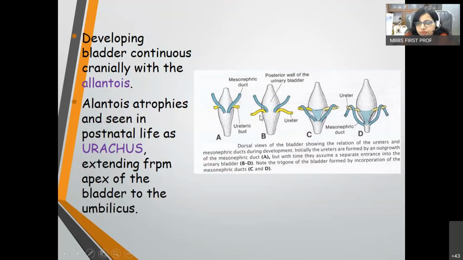The mesonephric duct and the ureteric buds, as the absorption takes place, are having separate entries, the ureter and the mesonephric duct. So this is how the trigone of the bladder is formed, by the absorption of the mesonephric ducts.